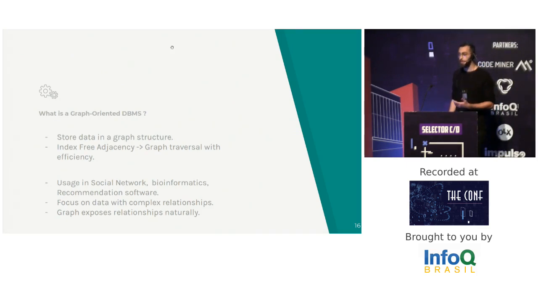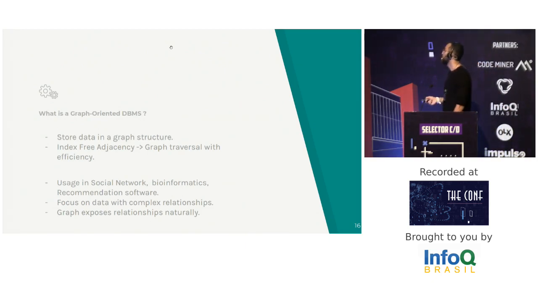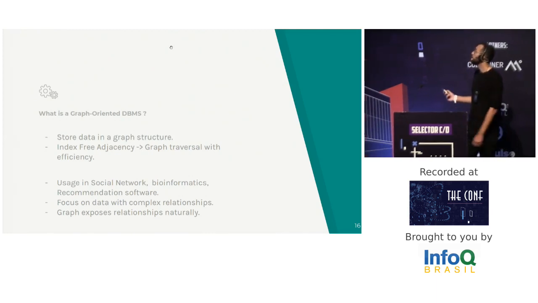So if you find yourself working with a relational database and your queries are starting to get a little complex, and you feel like it's not natural, maybe you are working with data with complex relationships, and graph databases are a good fit for that kind of problem, because a graph exposes relationships naturally. This is going to be clearer when I show you a picture of a graph. I know this is a lot of information, but when I show the graph, I'm going to explain more why the relationships are naturally exposed in a graph.